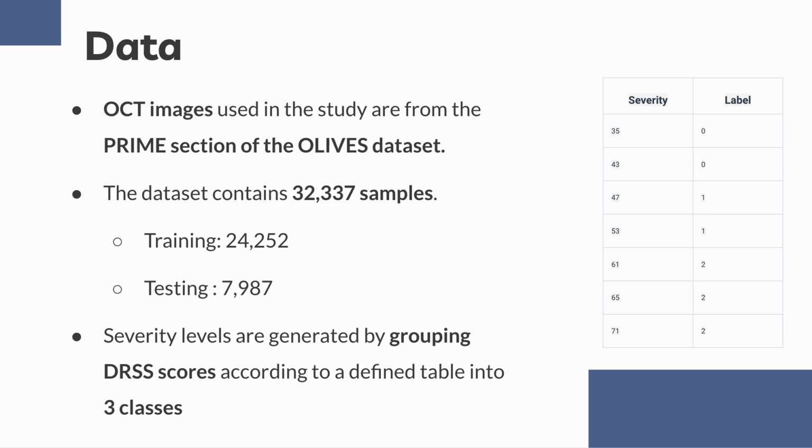Looking at the data, optical coherence tomography images, or OCT for short, are what we are using from the prime subset of the OLIVES dataset. The dataset contains 32,000 samples, with about 75% of them used for training and the rest of them used for testing. Severity levels are generated by grouping DRSS scores into three classes, as there are three severity levels.